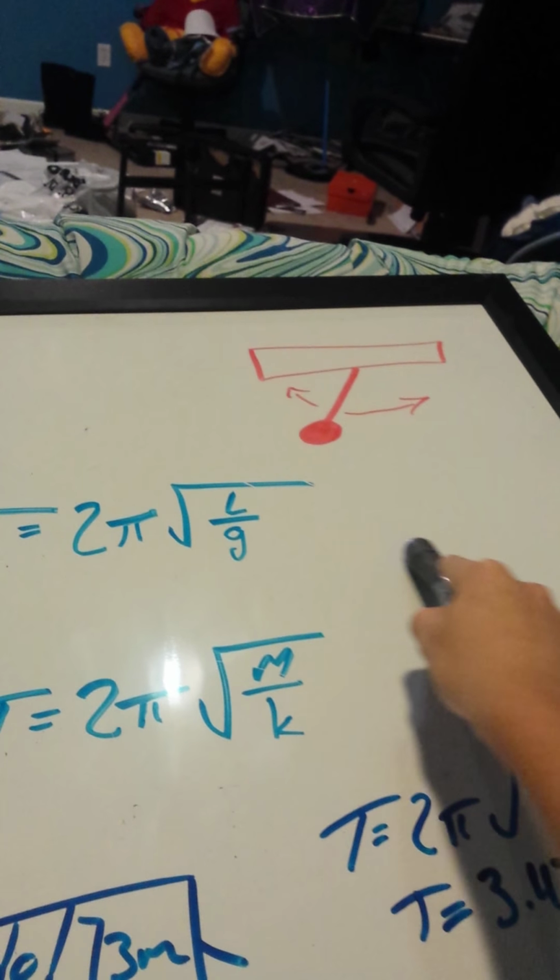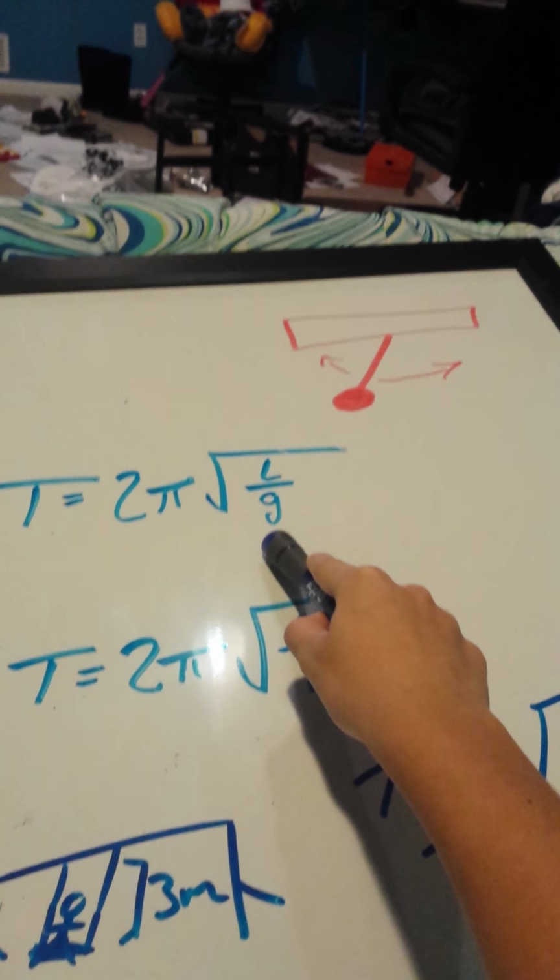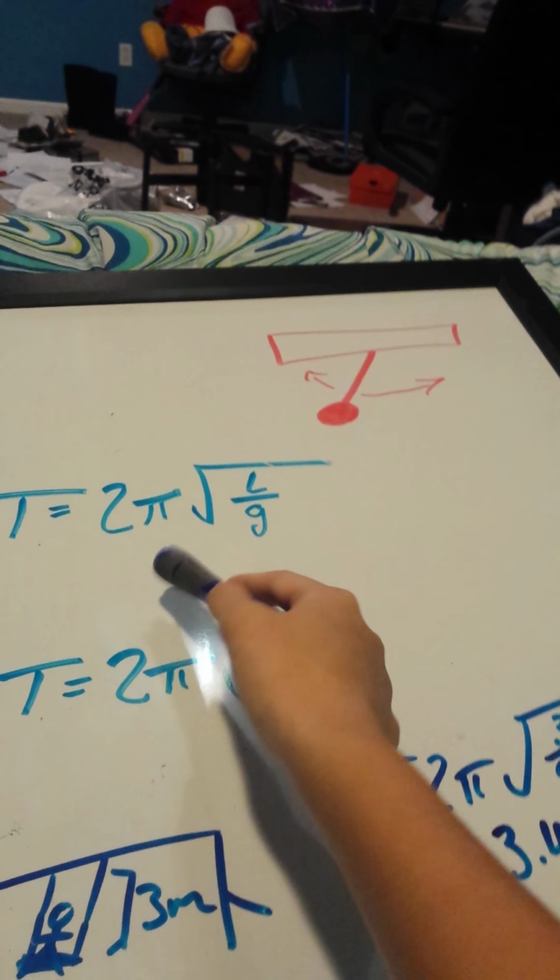And then this formula to find for a simple harmonic is the period equals 2 pi the square root of the length. So the length of the string or the chain or whatever you're using over gravity. So, and the gravity is the constant, 9.81.